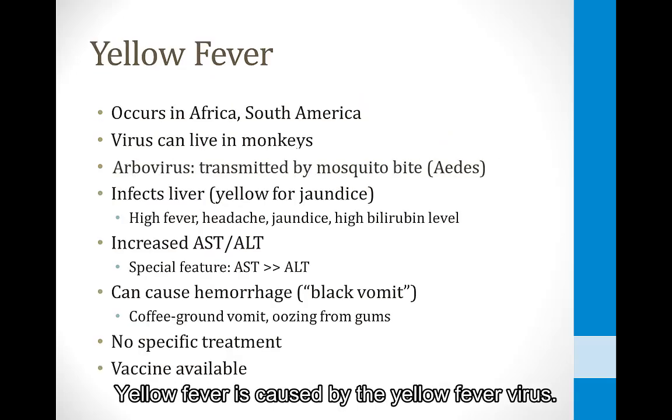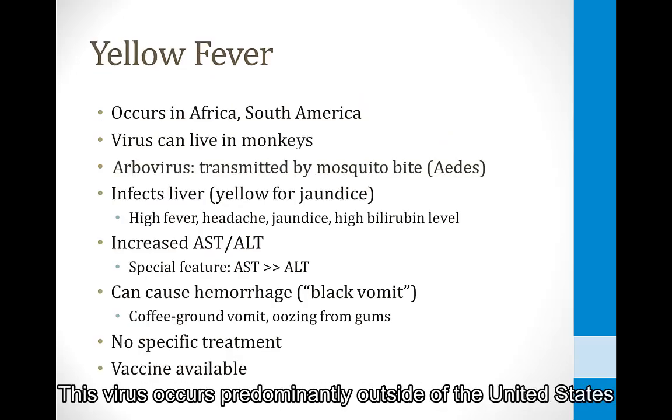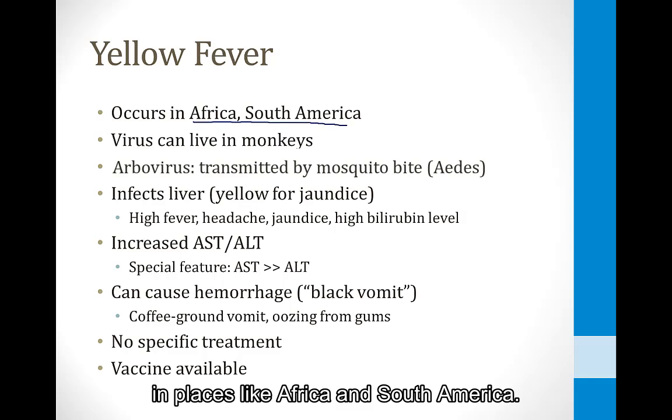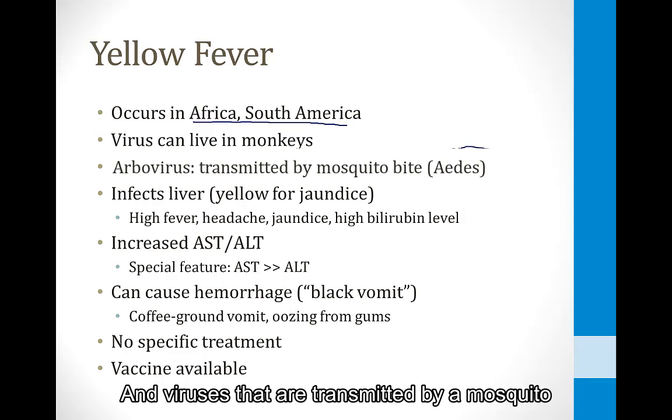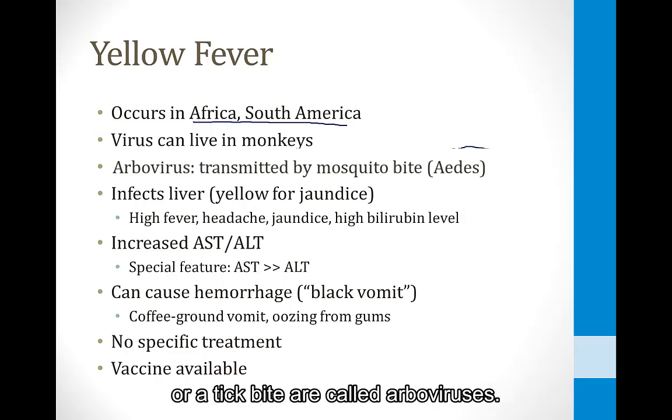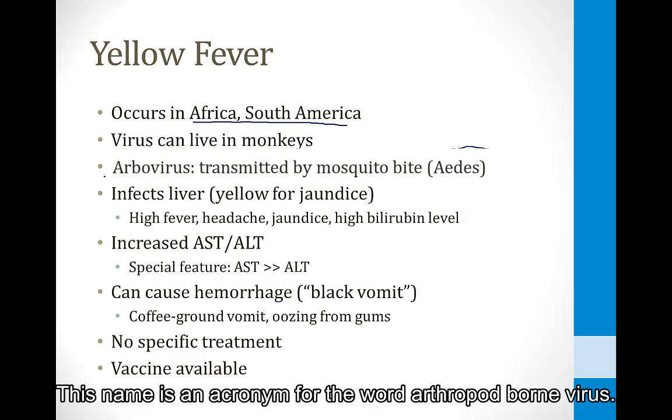Yellow fever is caused by the yellow fever virus. This virus occurs predominantly outside of the United States in places like Africa and South America. The virus can live in monkeys, and it can become transmitted to humans by a mosquito bite of a mosquito called the Aedes mosquito. And viruses that are transmitted by a mosquito or tick bite are called arboviruses. This name is an acronym for the words arthropod-borne virus.